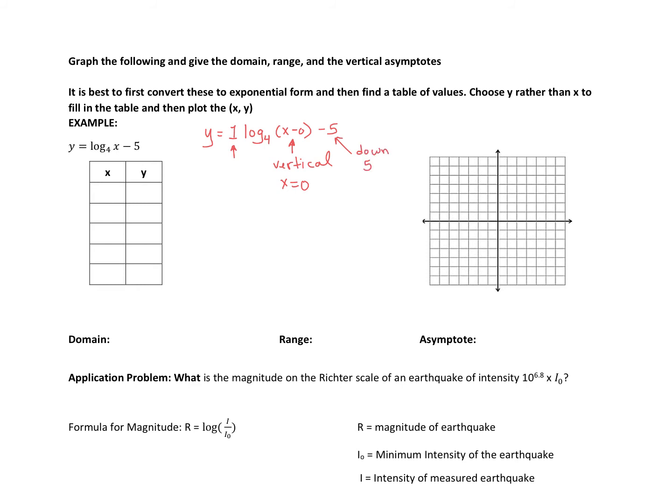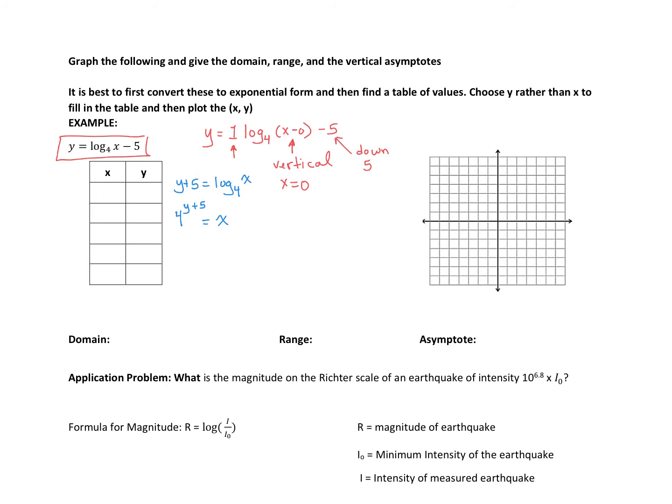If we take a look and rewrite this in exponential form, we would first add 5. So if we add 5, we'll get y plus 5 equals log base 4 of x. Then if we write it in exponential form, 4 to the y plus 5 is equal to x. So now, just like before, we can choose values for y and then solve for the corresponding x.